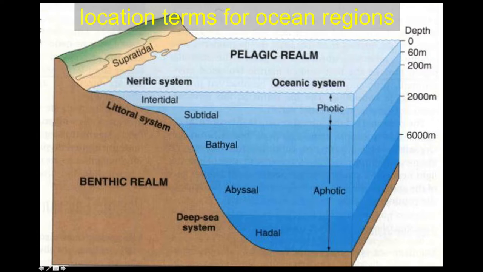Okay, so all these terms, I know there's a lot of things here. But does that make sense? You guys with me? So we have pelagic in the water, benthic associated with an edge. Neritic or littoral, and oceanic or surrounded by water. Cool?